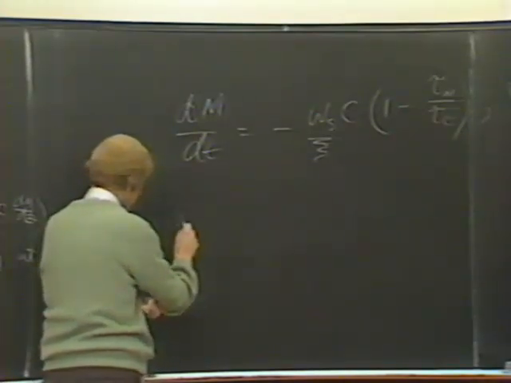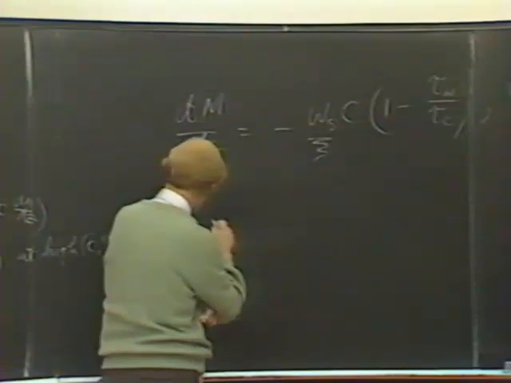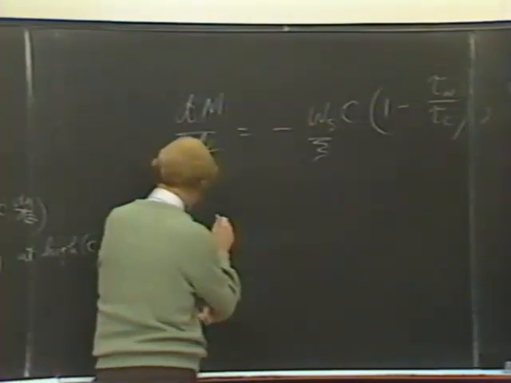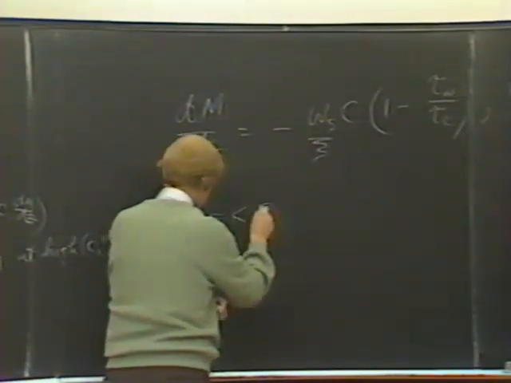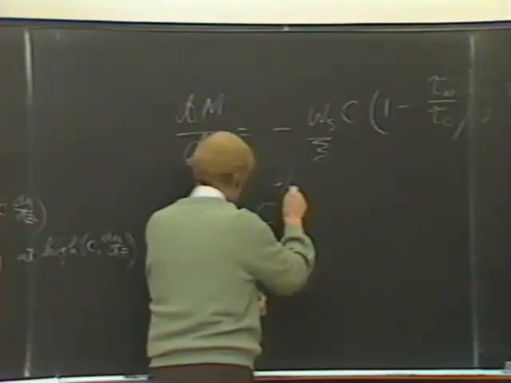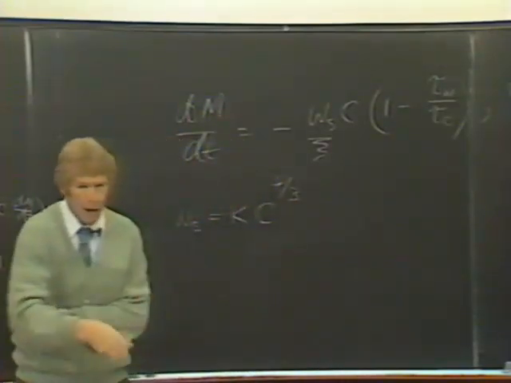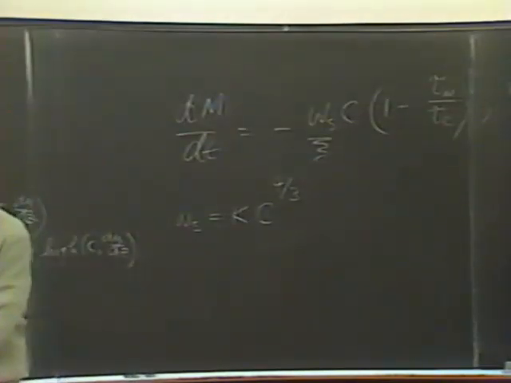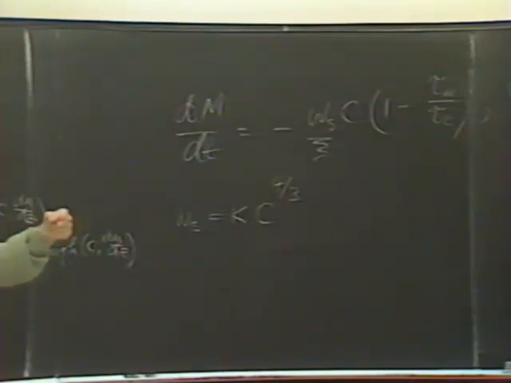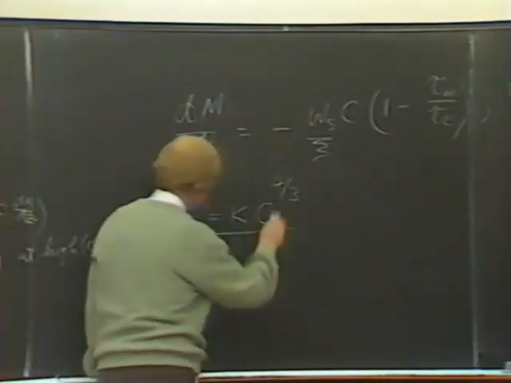He said, let's suppose that W sub S is some function of the average velocity gradient, I'll call it G, and that's the concentration to some power, which is also a function of G, times 1 minus tau over tau critical.